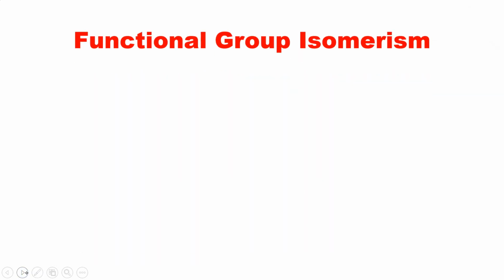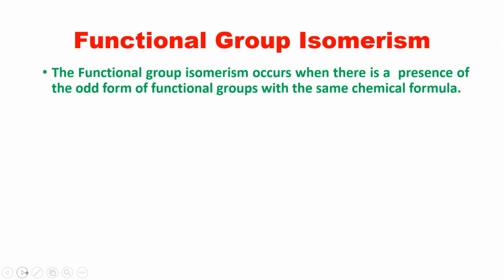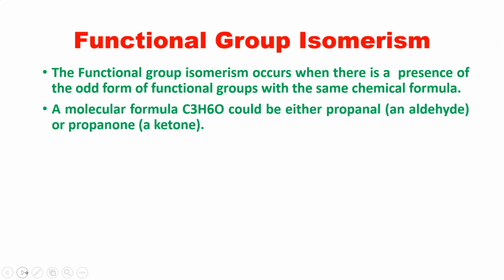Now functional group isomerism. Functional group isomerism occurs when there is a different form of functional group with the same chemical formula. Say suppose the molecular formula is C3H6O. It can be either propanal, that is an aldehyde, or propanone, which is a ketone also. Say for example, I will draw a structure here of the aldehyde, that is propanal, CHO, and the ketone, that is propanone.